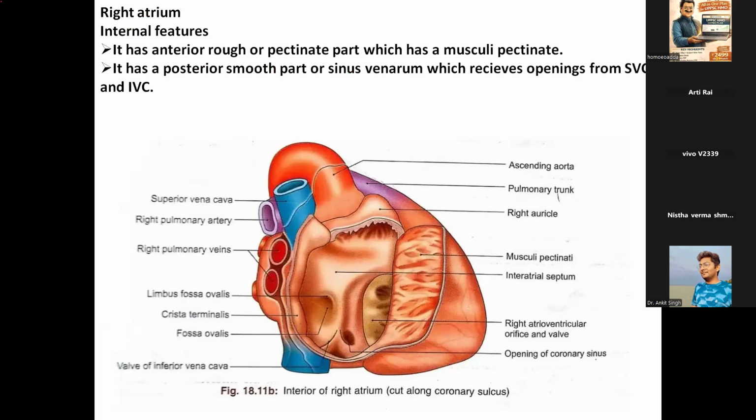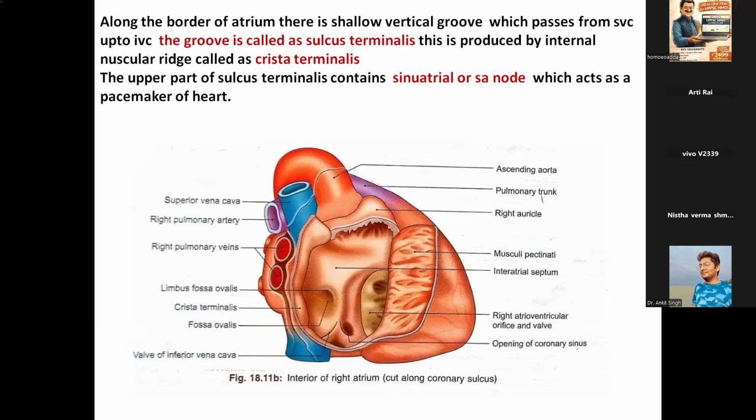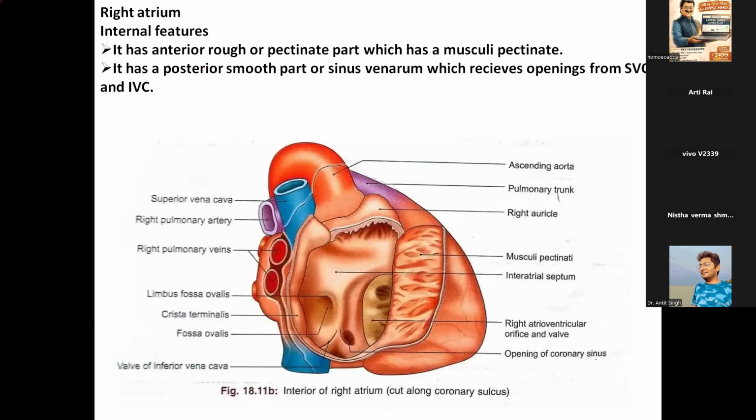Still right atrium, right? Now let's try to see its internal features. Among the external features, it is the right upper chamber of the heart receiving the deoxygenated blood from the superior and the inferior vena cava, pushing the blood to the right ventricle via the tricuspid valve, right? And from the superior vena cava up to the inferior vena cava, there is one groove called the sulcus terminalis. On the internal side, as there is a ridge, that is called the crista terminalis, right? Right at the upper part of the sulcus terminalis, there is the SA node that you call the pacemaker of the heart. Now, talking about the internal features.